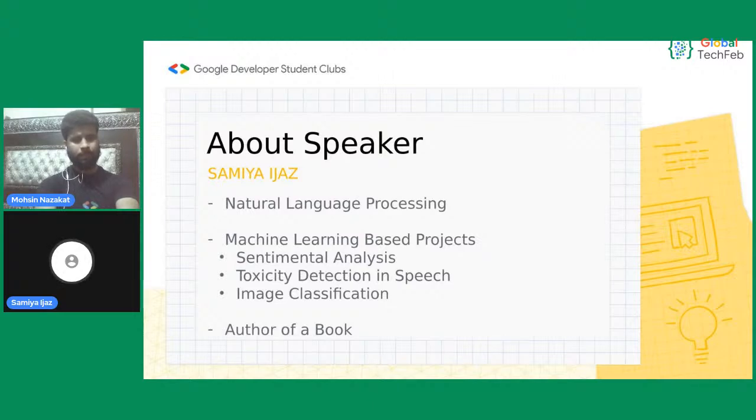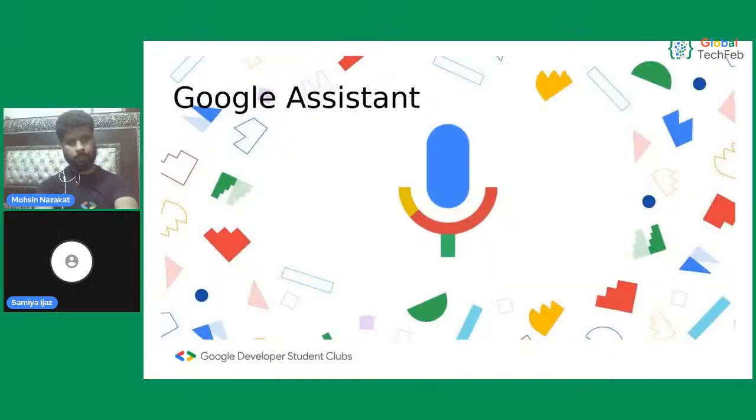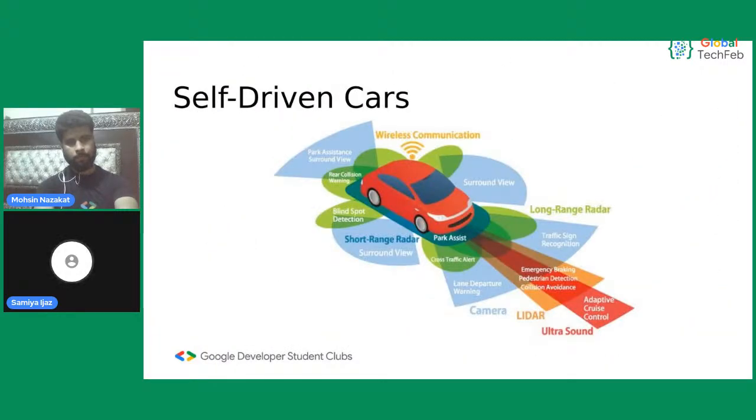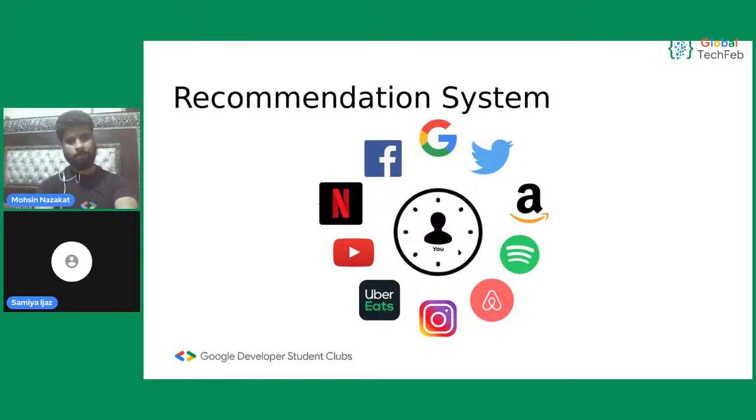What is so fascinating about machine learning and deep learning? The thing that fascinates me is the ease it provides us. Machine learning is bringing ease in multiple sections of our lives. We have been using some common apps in our daily lives, like Google Assistant, self driven cars, Snapchat filters, and recommendation systems. So let's discuss Google Assistant first.